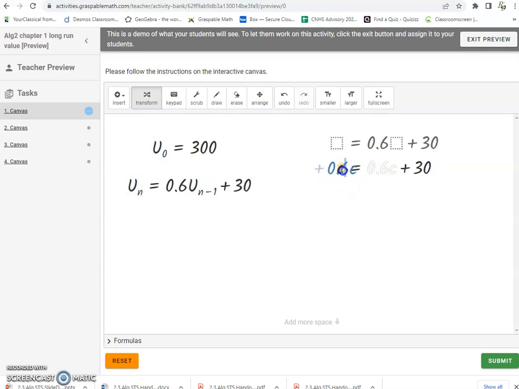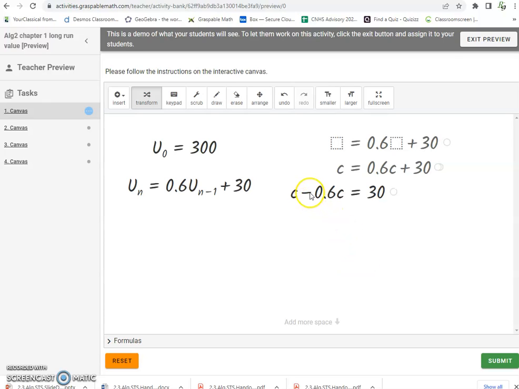Anyway, we're going to move this to the other side of the equation. We can put it on the left side of C or the right side of C. That vertical bar is telling you on what side you're placing it. I'll place it on the right side of C, so we're going to have C minus 0.6C.